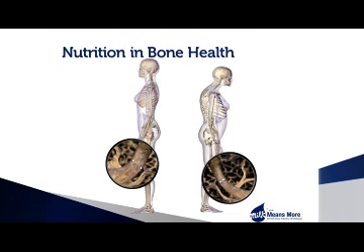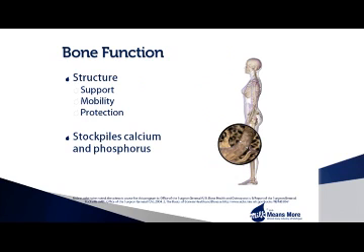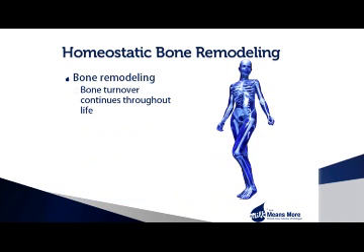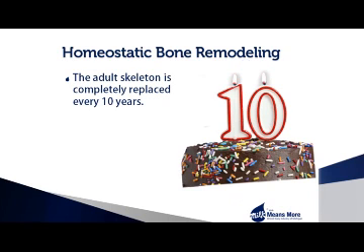Section 2. This section covers nutritional factors important to bone health. Bones play two important roles in the body. They provide structure needed for support, mobility, and protection of vital organs. The skeleton also serves as a depot for calcium and phosphorus. Bones constantly turn over, as small amounts are continually broken down and replaced in a lifelong process called homeostatic remodeling. An adult's entire skeleton is replaced many times throughout life, perhaps every 10 years or so.